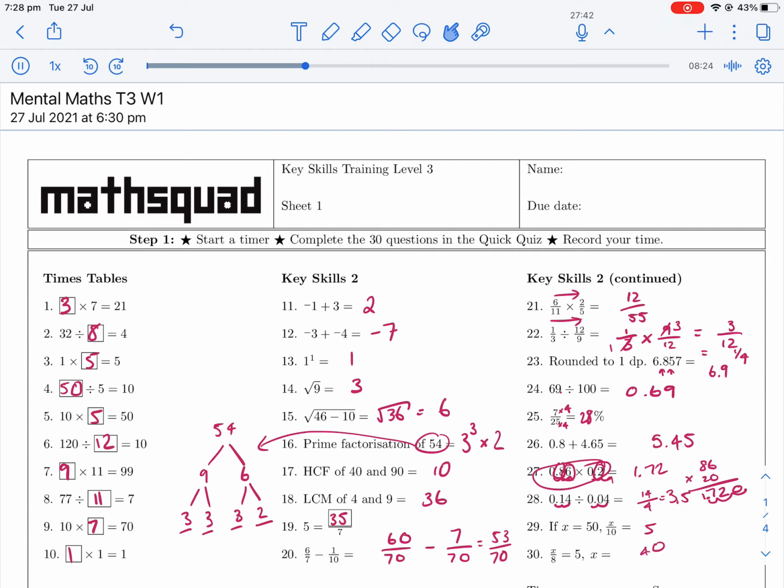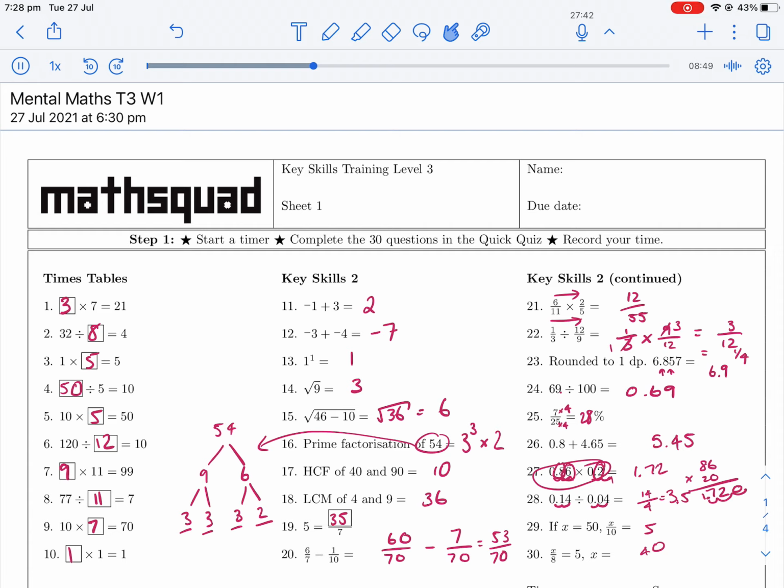Alright, there's an invisible 1 here. So we add the indices. 9 to the power of 5. It's division, so subtract the indices. 2 to the power of 5. With brackets, multiply the indices. So it's 6 to the power of 16.